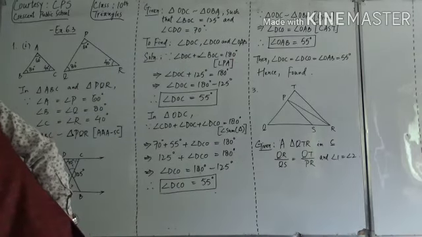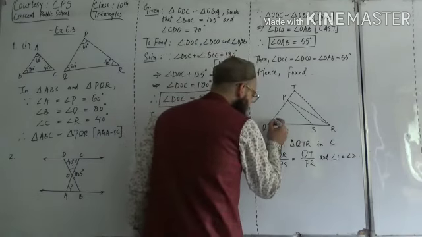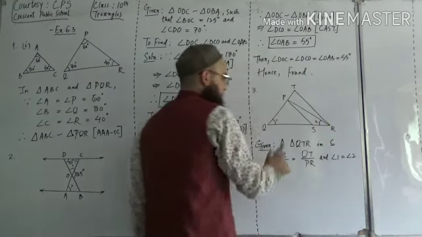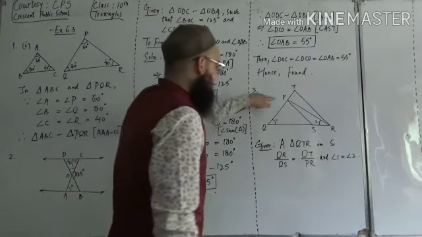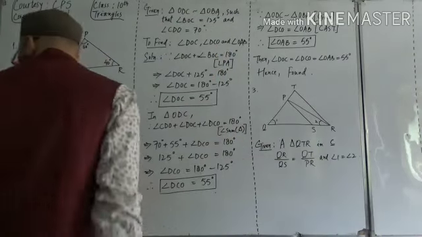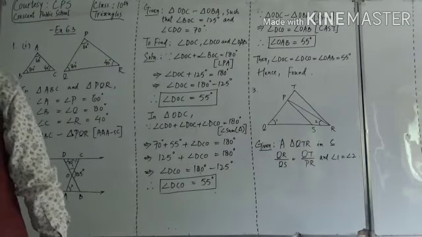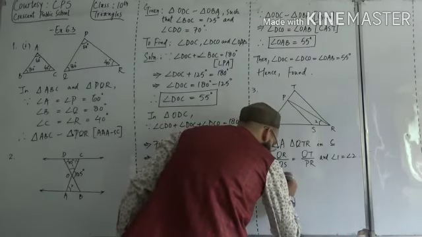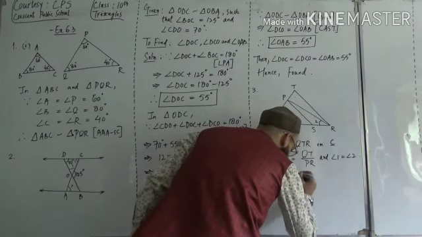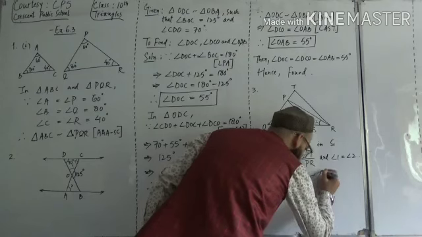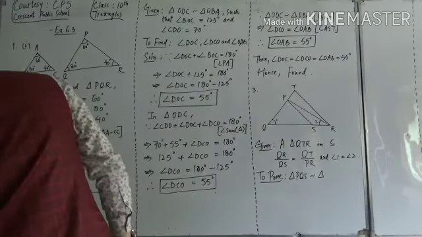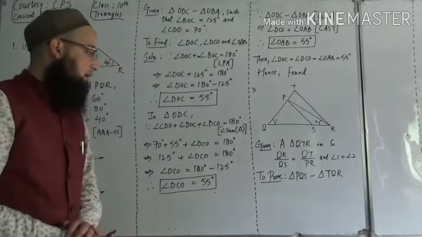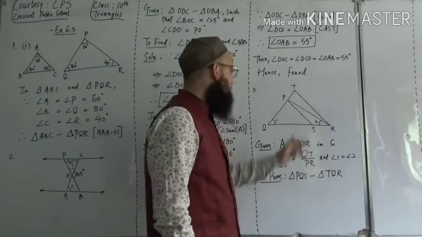Angle 1 is this angle, and this angle is named angle 2. This PRQ is angle 2, and PQS or TQR is angle 1. Now you need to prove that triangle PQS is similar to triangle TQR. This is your target. PQS is similar to TQR.